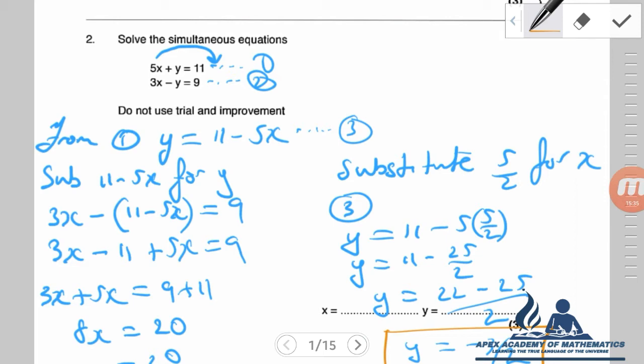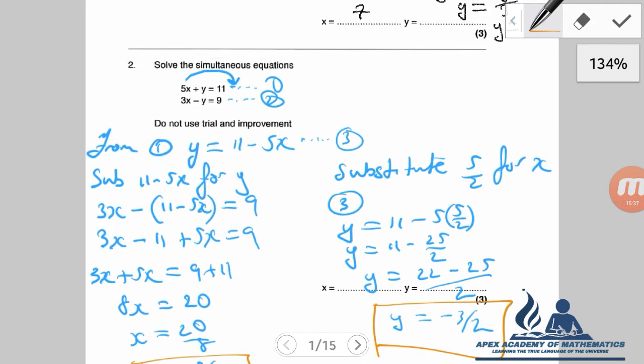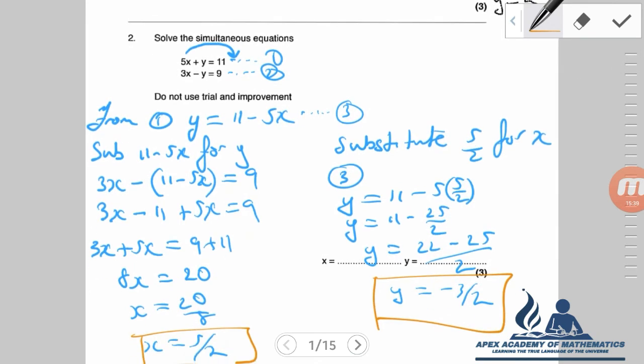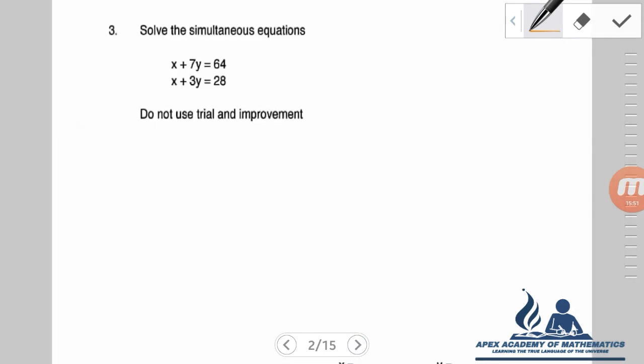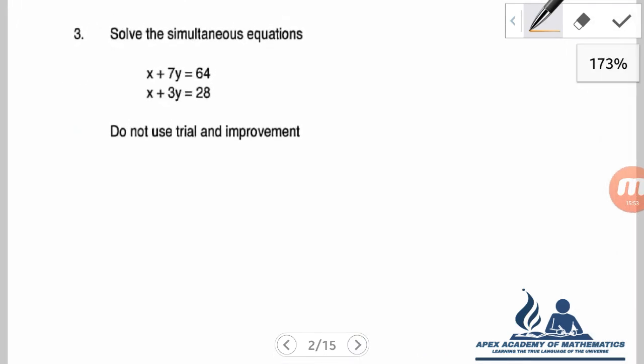Yes, so it all comes back down again, guys, to personal preference. But of course there are questions out there where the elimination method is not applicable, so it's good to also practice your substitution method. All right, so we're going to go across now to question 3 and see how we can get this question done here.